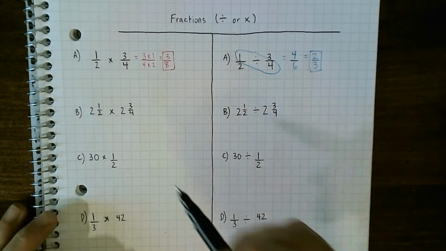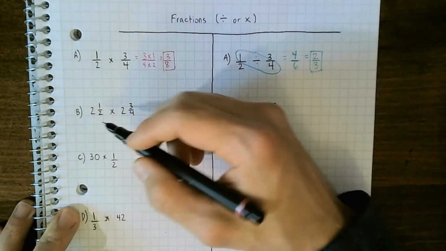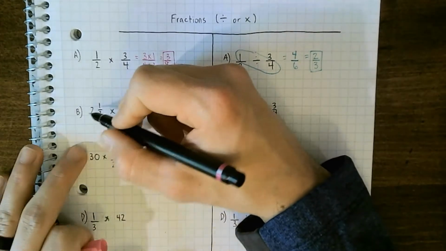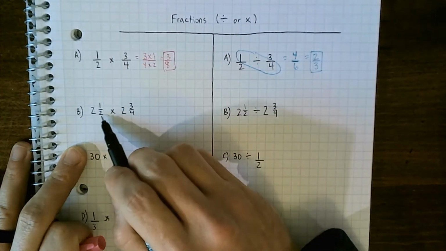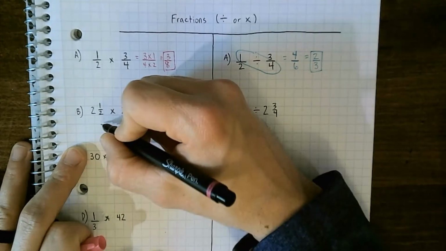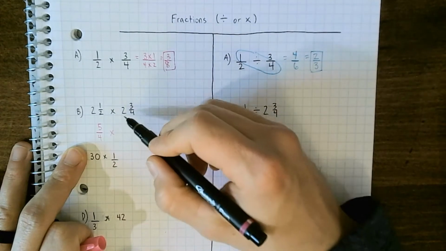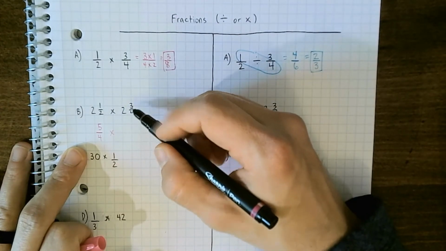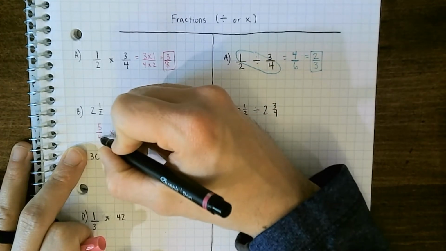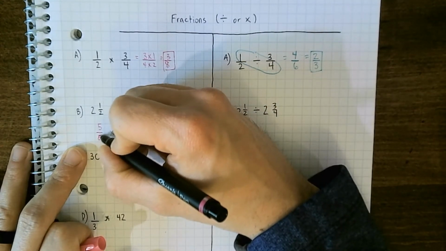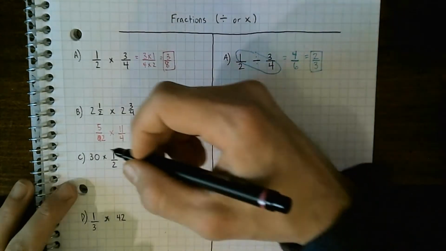Now let's look at a couple of mixed numbers. If we multiply mixed numbers, we need to make sure that we convert them to improper fractions first, and then we're ready to multiply. So let's convert first. 2 times 2 is 4, plus 1 is 5. So this turns into 5/4 times, 2 times 4 is 8, plus 3 is 11, so 11/4. And look what I did. I said 5/4, but that's actually 5/2. So now I have 5/2 times 11/4.